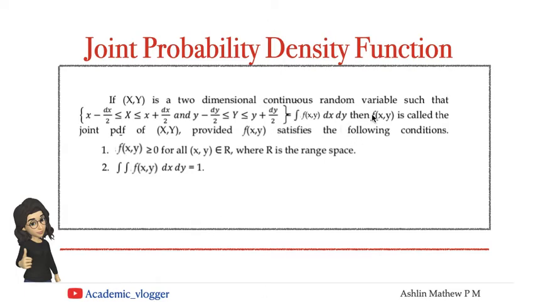So, for a function f(x,y) to be a joint probability density function, it must satisfy these two conditions. To check whether a given function is a joint probability mass function or a joint probability density function, we can verify these two properties.